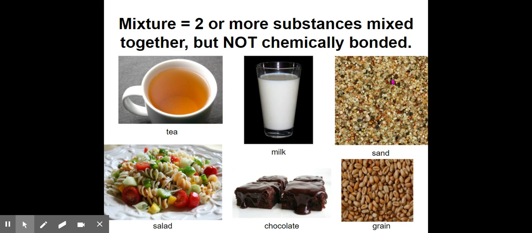Sand. You can kind of see the little different types of rock that make up the sand because it's little different colors. Grain is a mixture because it's got different stuff in there. Even within each little wheat grain, there's fat and there's protein and there's water. There's all kinds of stuff mixed in there. Chocolate is a mixture of stuff. They're not chemically bonded together. There's fat, there's flour, well, I guess not in chocolate, that's in brownies. This pasta salad is a mixture. You can see that it's got more than one kind of thing in there.